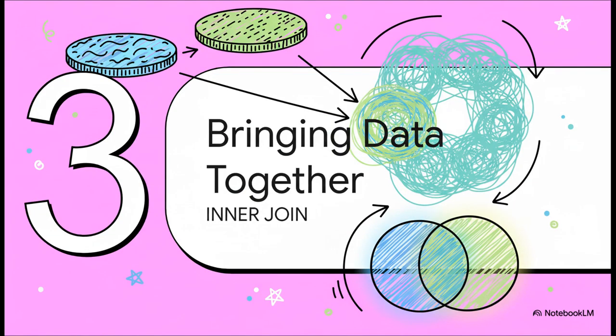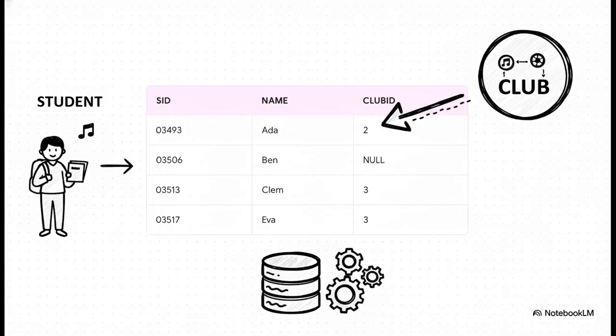Okay, deep breath. Our data is clean, it's organized, and it's all linked up. It is time for the data reunion. Let's see how we can bring these 2 separate tables back together to answer some real questions. And we'll start with the most common type of join there is, the inner join. So here's our first table, students.